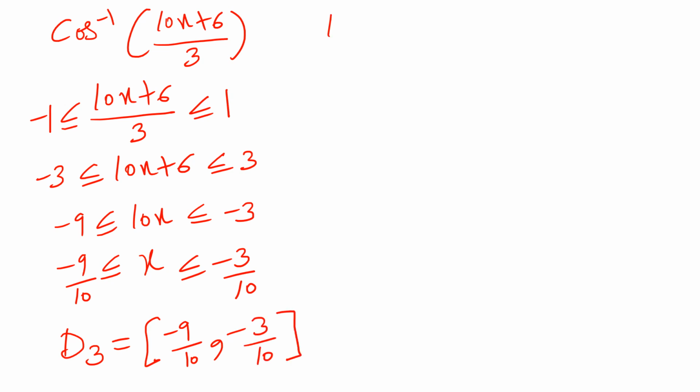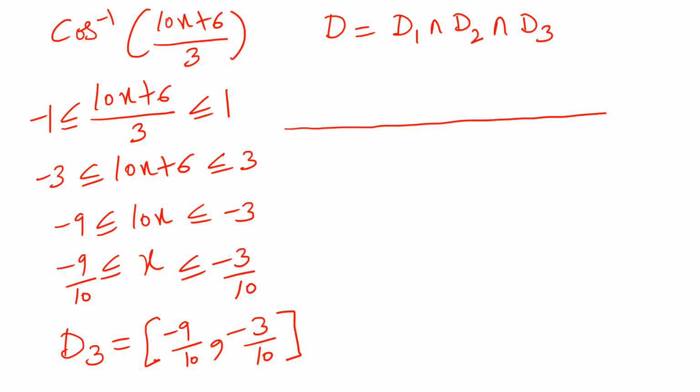Now students, if we call the domain of the function fx as D, then we know that D is nothing but D1 intersection D2 intersection D3. That means we have to find the intersection of all of these domains. Now let's plot all of these domains on the real number line and then we will find their intersection. So I'm just plotting the numbers. This is -2, this is -1, this is -9/10, this is -3/4, this is -half, and this is -3/10.